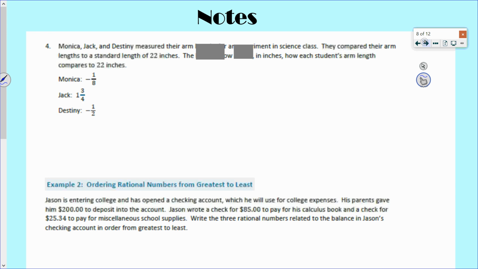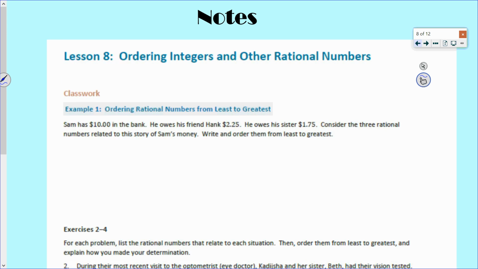Oopsie. Okay, go to the next page. Should we say lesson 8 on top? That's the same one you guys are at? Should I skip a page? That's what I was worried about.